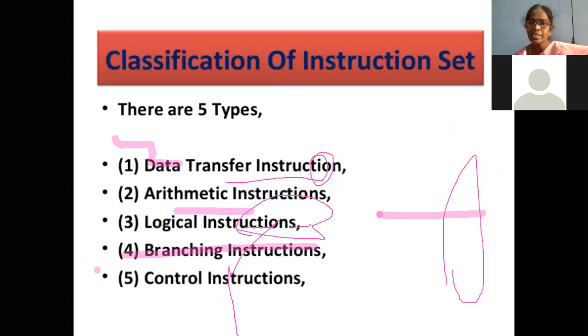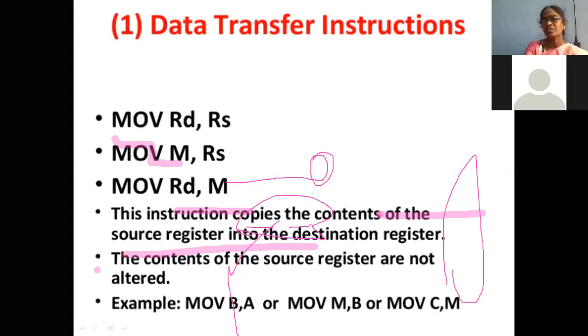And the instruction set: you might have studied how many instructions are in the set. You might have studied MIPS. Here in the 8085 processor we have 5 types of instruction: data transfer, arithmetic, logical, branching and control instructions. We will see only data transfer instructions.